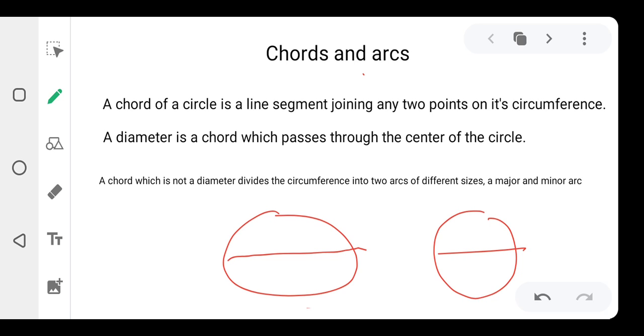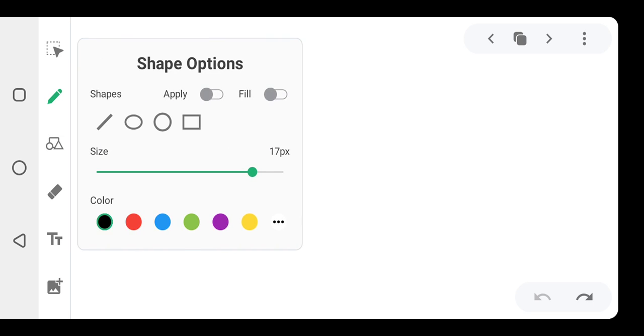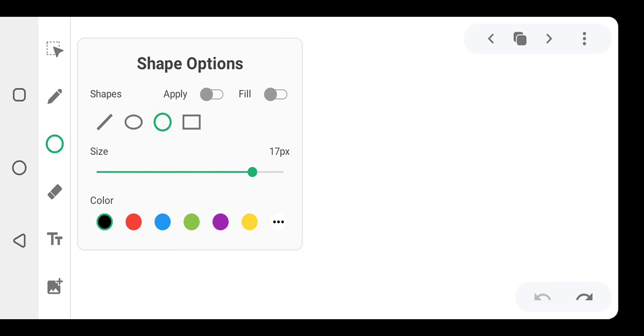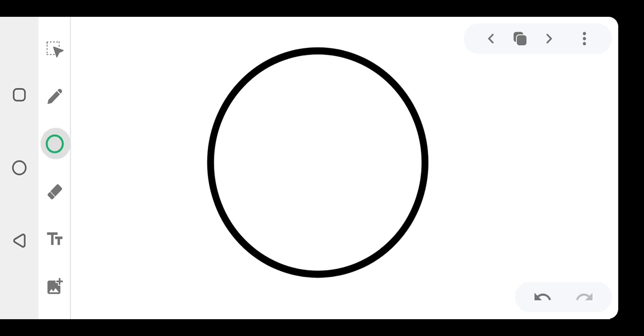So a chord which is not a diameter divides the circumference into two arcs of different sizes, a major and a minor arc. Let us talk about it properly now. Alright, let's say we have a circle here. And we have a chord here. Let's say the chord is just something here like this. Now as you can see, this chord is not a diameter because it doesn't pass through the center of the circle. You understand?